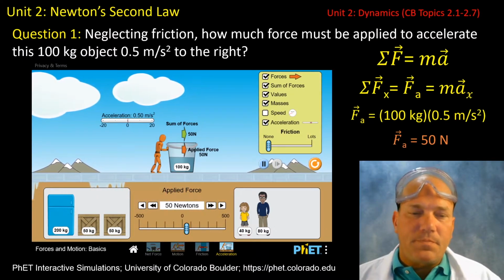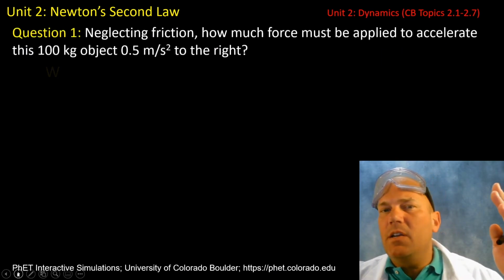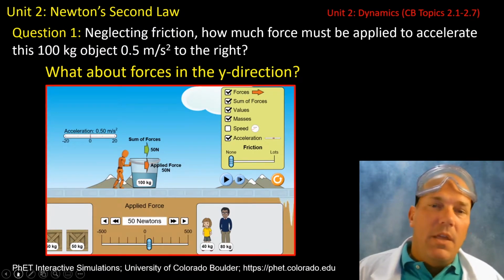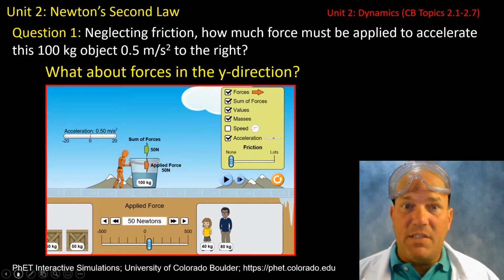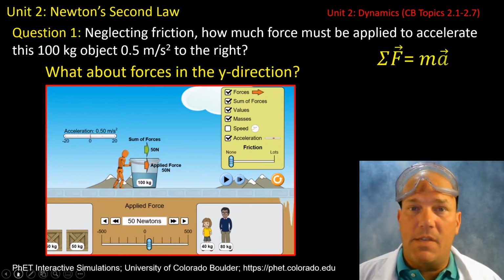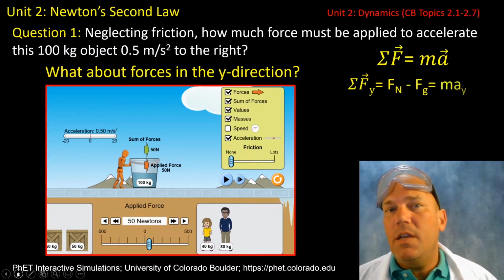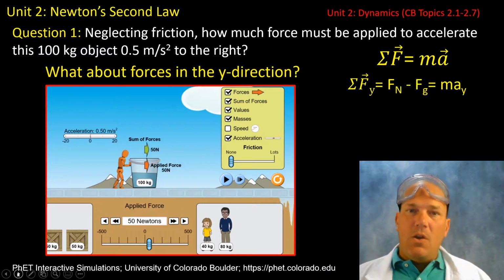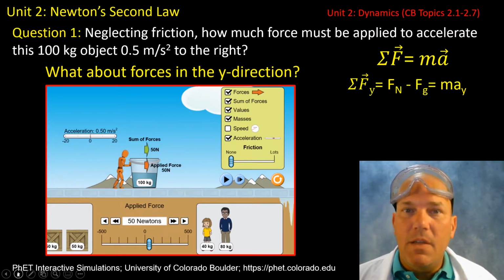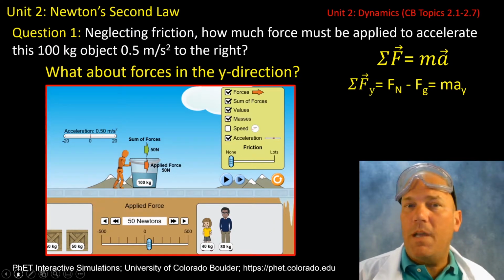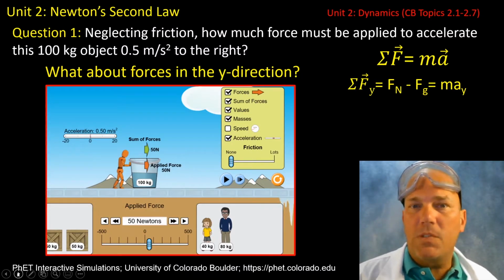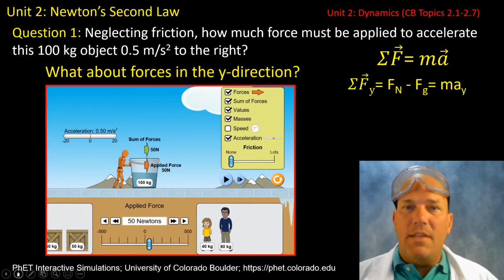Okay, now I want to go ahead and consider some other questions, like what about the forces in the y direction? Those forces do exist, so let's go ahead and analyze them. So using Newton's second law and denoting that we're looking in the y direction with a subscript of y, and calling up positive and down negative, I have that the force in the y direction is equal to force normal, which is positive, minus the force of gravity. And that is equal to mass times the acceleration in the y direction.